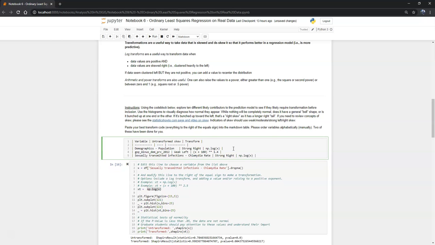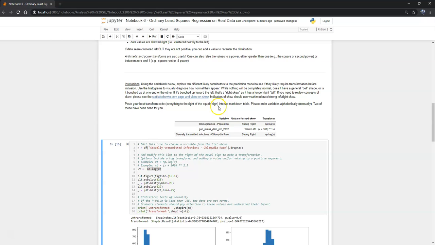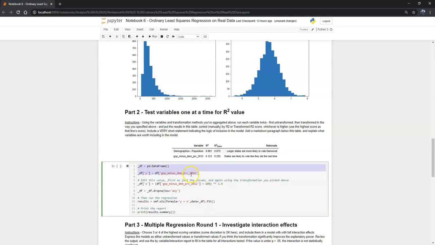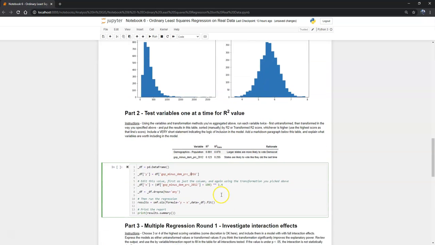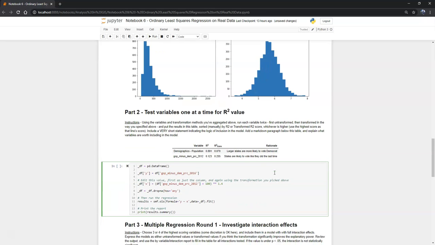All right, part 2, testing variables one at a time for an R-squared value. Based on the values that you get up here, you're going to run this code block with those things in it. You're going to leave this alone. This is what you're trying to predict, the 2016 data. For each of your 10 variables, you're going to run it once untransformed and once transformed according to how you made a note above. And probably a lot of these are going to be log transforms.